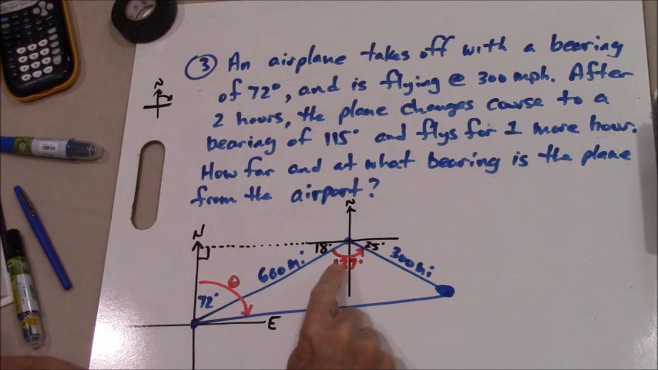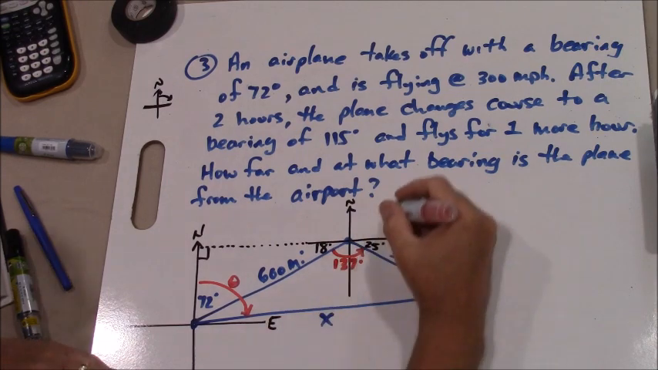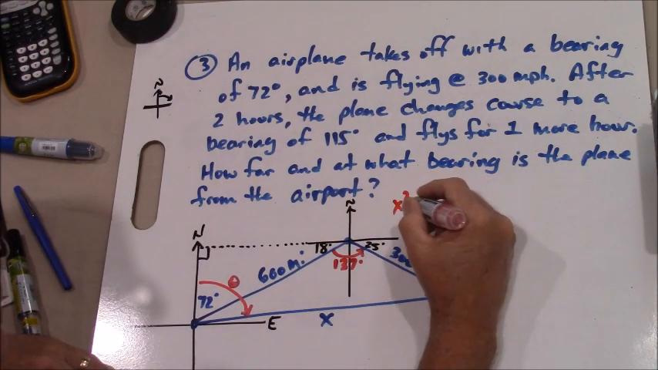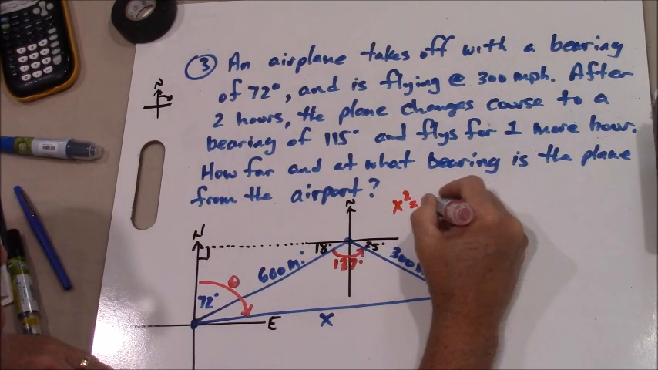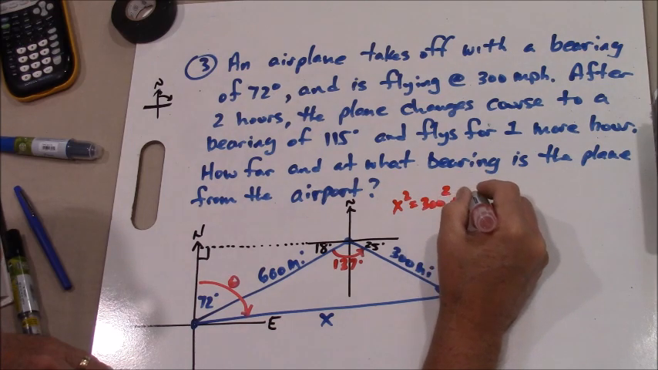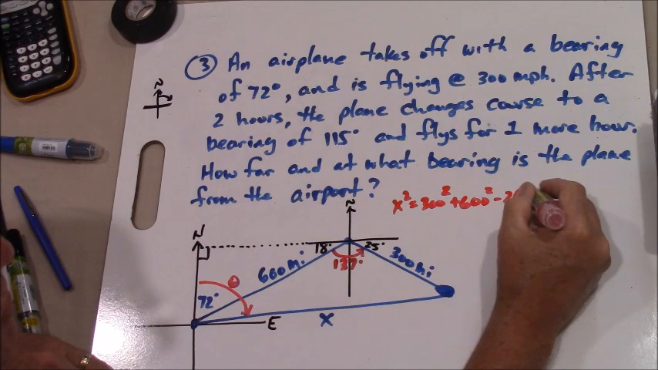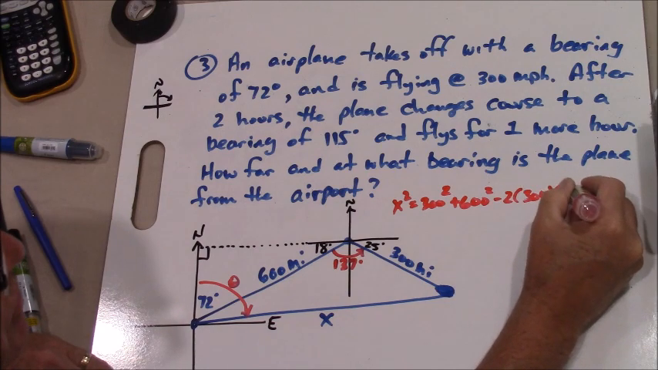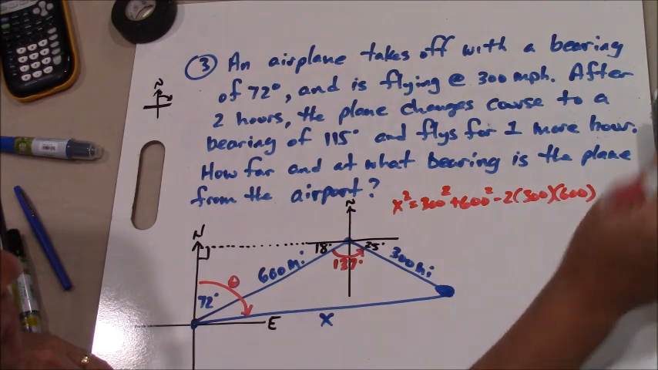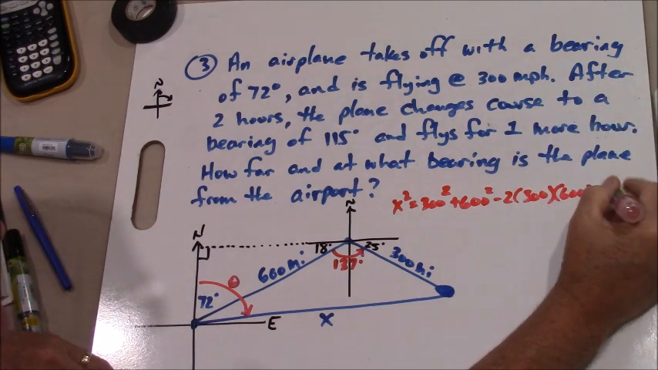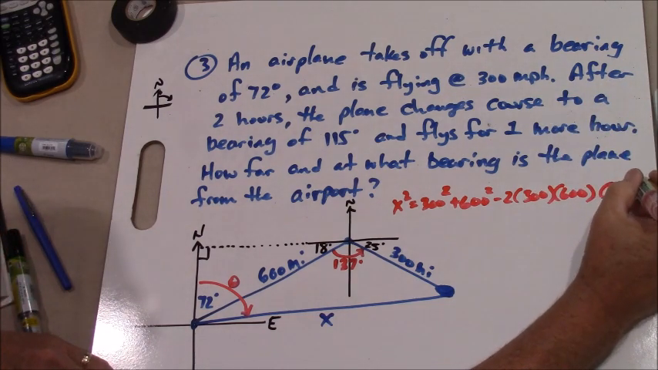And now I've got a side angle side, and so I should be able to figure this out right here. Okay? X squared equals 300 squared plus 600 squared minus 2 times 300 times 600 times cosine of 137. Sorry, my pen's falling apart here.